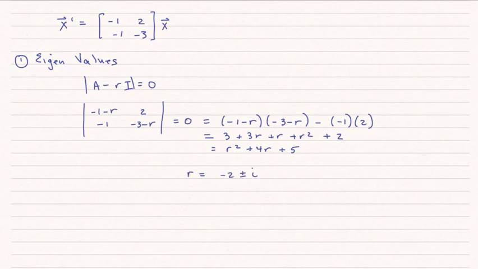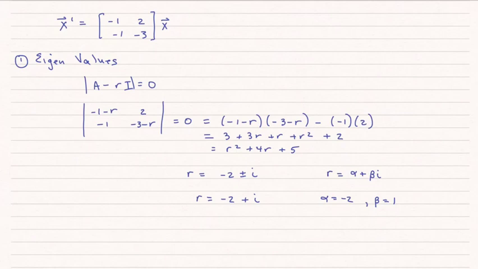Or I should say answers, because in this case we get a plus and a minus of the imaginary number. Again, our two solutions are complex conjugates of each other. What we're always going to do is take the positive imaginary value. That is, I'm always going to take the form r equals alpha plus beta i. So in this case, the eigenvalue I'm going to use is -2 plus i. That means alpha is -2 and beta is equal to 1.